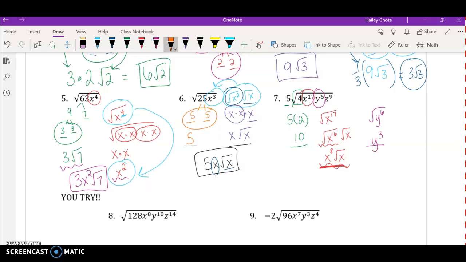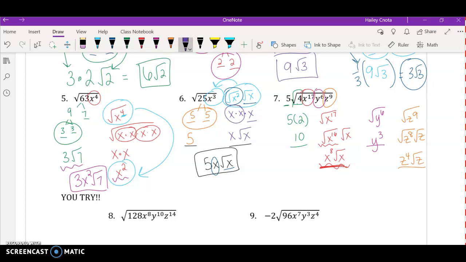And then we have z to the 9th. So again, odd number, which means we're going to rewrite it so that 1 is by itself. So now it's even. Z to the 8th, all we have to do is divide by 2. So we have Z to the 4th with Z left over.